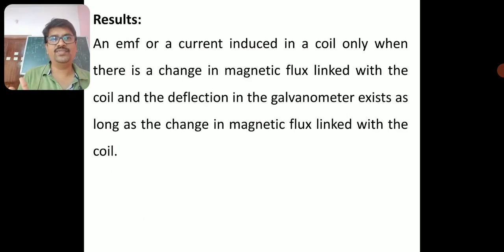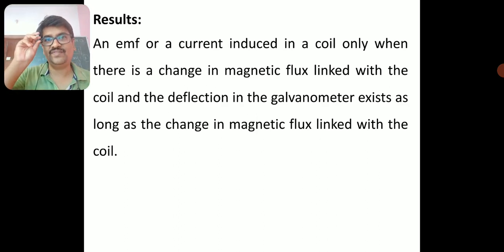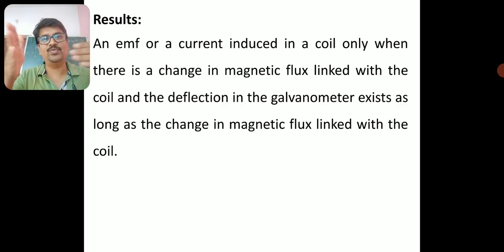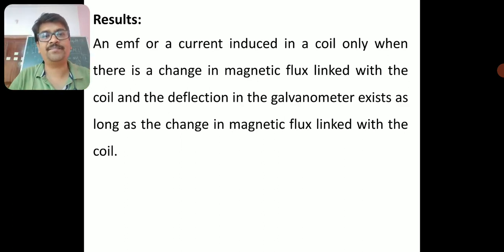The conclusion we can make here is that an EMF or a current is induced in a coil only when there is a change in the magnetic flux linked with the coil. Be careful, this word makes very good sense here: change in the magnetic flux. What is actually changing if you move a magnet or if you move a coil? If you move a magnet, the flux linked with the coil is changing. Even if you move a coil towards or away from the magnet, the flux linked with the coil is changing.